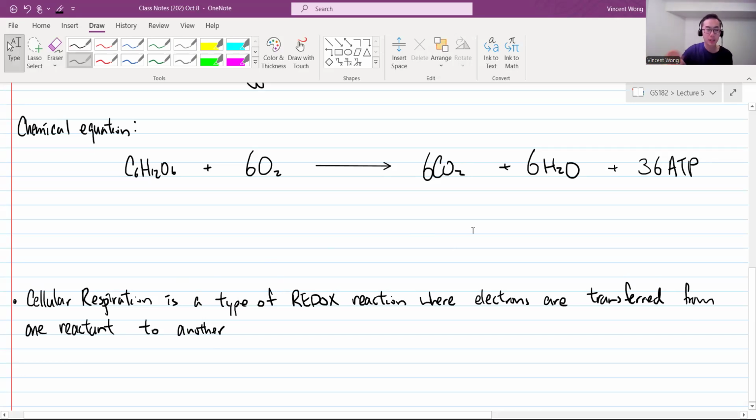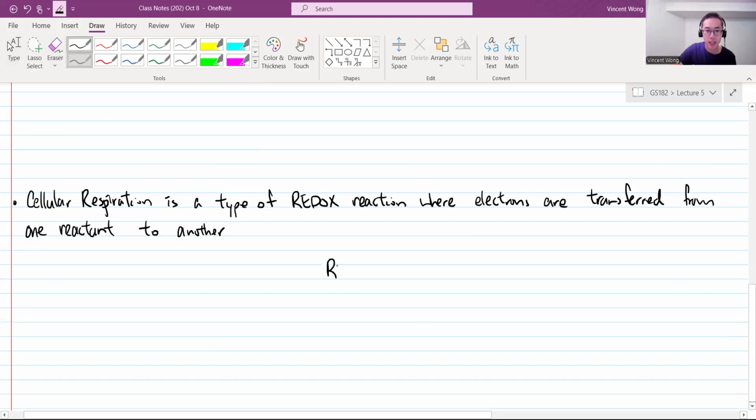There are different kinds of redox reactions, but they all have one thing in common. Whenever you have a redox reaction, there is a transaction of electrons from one reactant, from one ingredient, to another ingredient. Let's take a closer look at the word redox. Red, or read, whatever you want to say, stands for reduction. So reduction is gaining electrons.